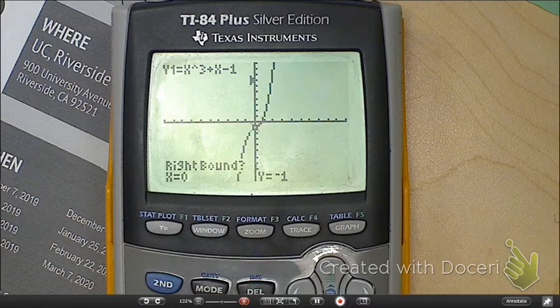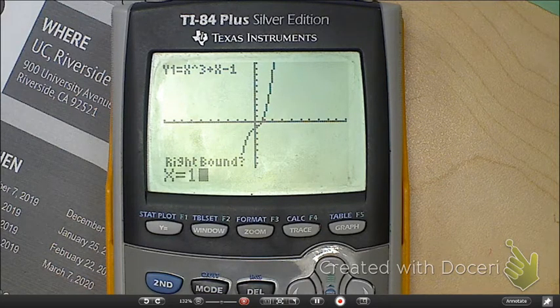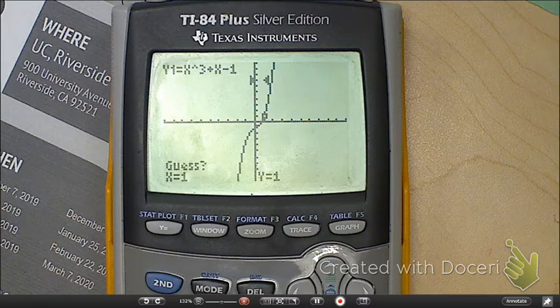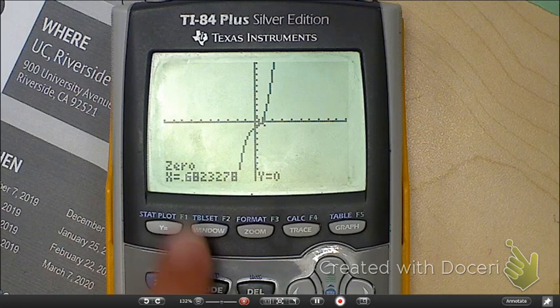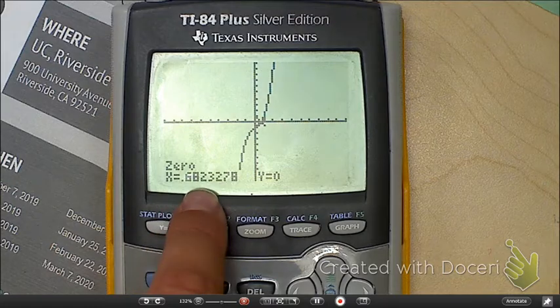Next question is to the right. So if we're thinking in our heads that we think the 0 is at about 0.6, what's the number that's definitely to the right of that? 1 or 5 or 2 or whatever you want. I'm just going to put 1. Enter. And then it asks you to guess. So again, if we guessed that we thought it was at about 0.6, we would put 0.6. Enter. And it tells you, okay, great, it's at 0.6823.